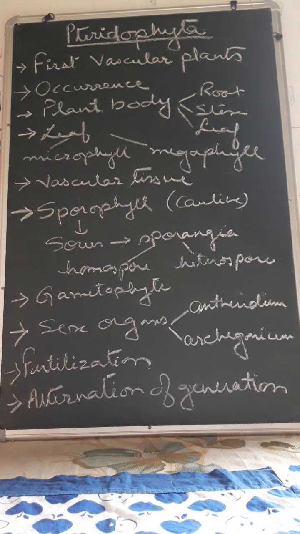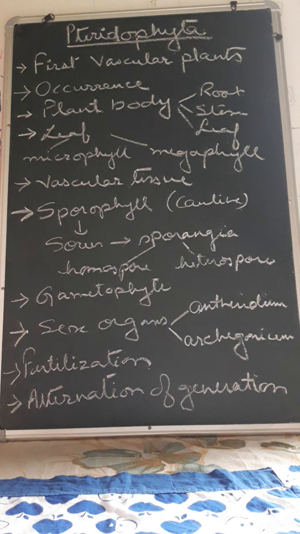So when we are studying about the sporophyte and gametophyte, that means we are observing an alternation of generation, isn't it? So that alternation of generation occurs between the gametophytic and sporophytic plant. Got it?